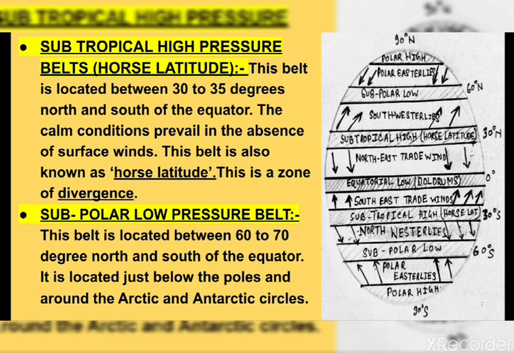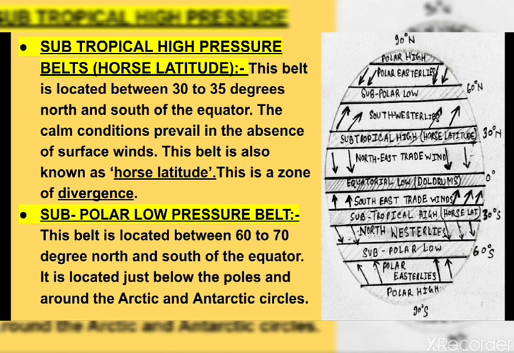Let's learn the next one, that is the subpolar low pressure belt. It is located between 60° to 70° north and south of the equator, as you can see in the diagram. It is located just below the poles and around the Arctic and Antarctic circles. It is also known as the circum-polar low pressure belt.